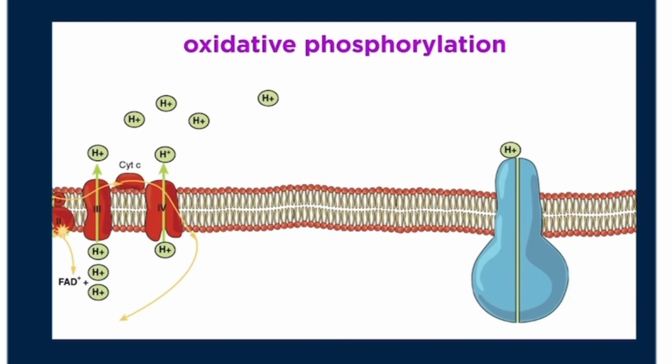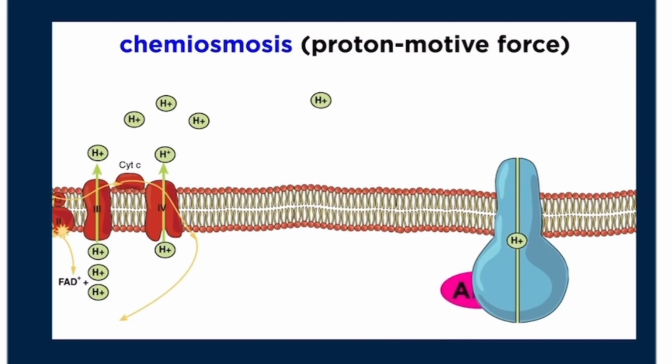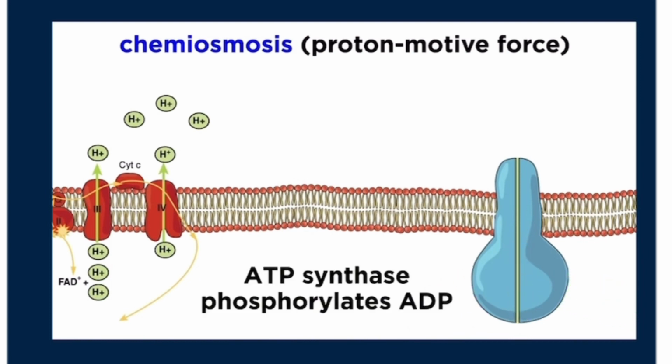This process is called chemiosmosis, and because the gradient is able to do work through chemiosmosis, we also call this proton motive force, and it is these protons that power ATP synthase in phosphorylating ADP to generate ATP.